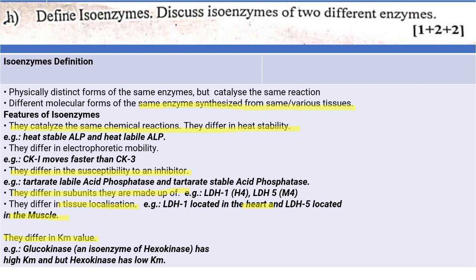So when we write the definition of isoenzymes, you have to write that they are distinct forms of an enzyme but catalyze the same reaction. The similarity is that they catalyze the same reaction, but they differ in electrophoretic mobility, they differ in heat stability, they differ in susceptibility to inhibitors, they differ in subunits, they differ in tissue location, and they differ in Km value. All this is expected.